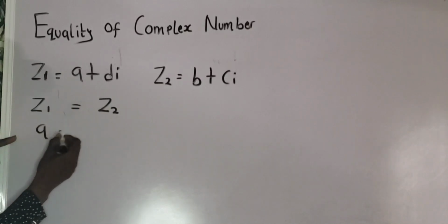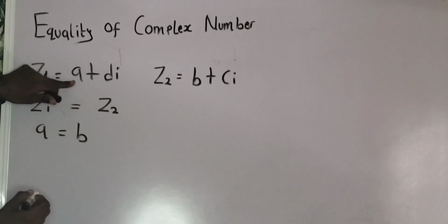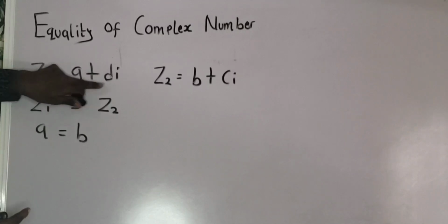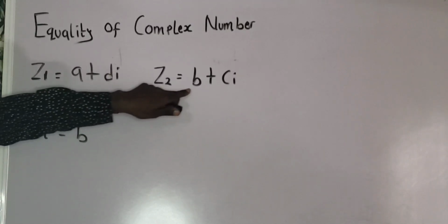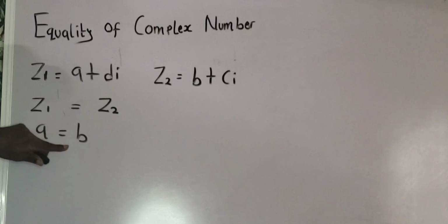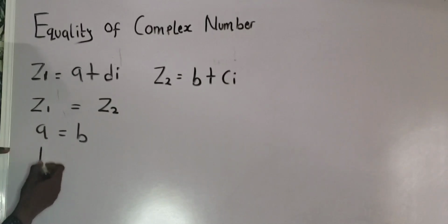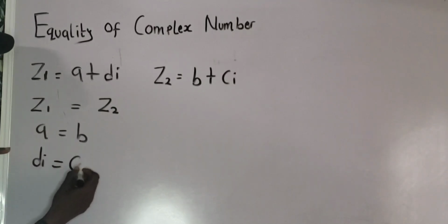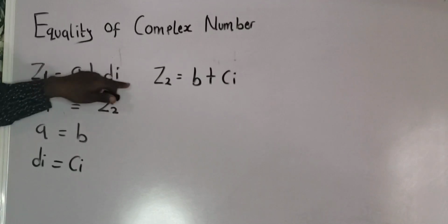If a equals b, you know that a is the real part of this complex number, and b is the real part of the complex number z2. So if a equals b and di equals ci, then we can say that these two complex numbers are equal.